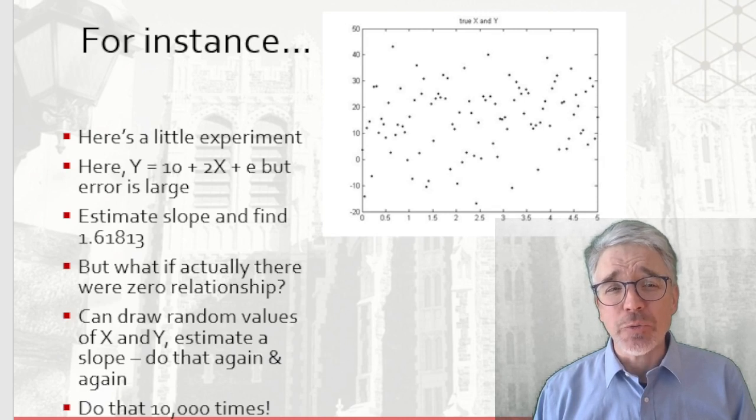Okay, how do I guard against being fooled? What if actually there was a zero correlation? What if the true value of beta 1 were 0? I could still randomly get some y values that might produce a slope that's not 0. I estimate a slope on these genuinely uncorrelated values. Maybe do that 10,000 times just to see what results I get.